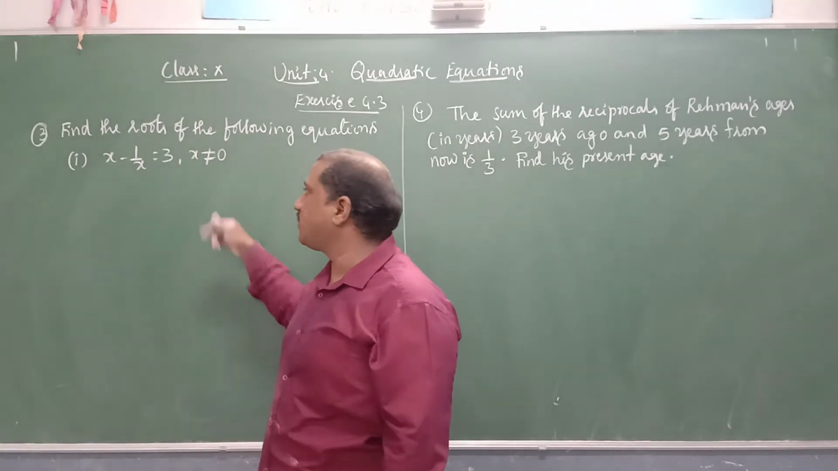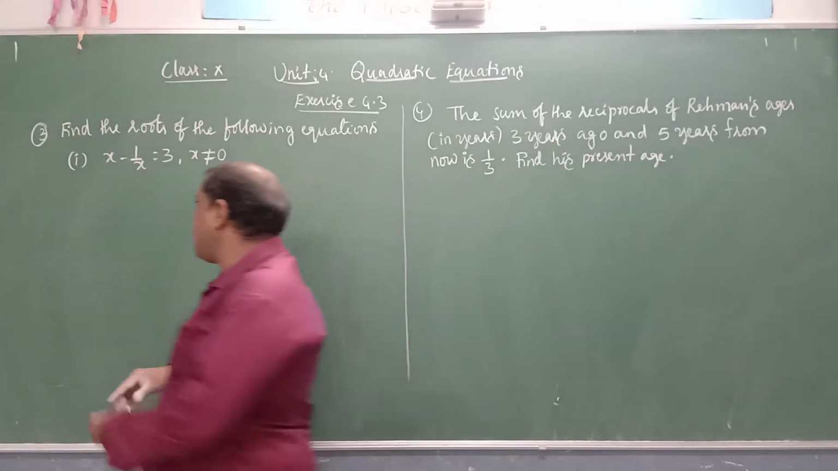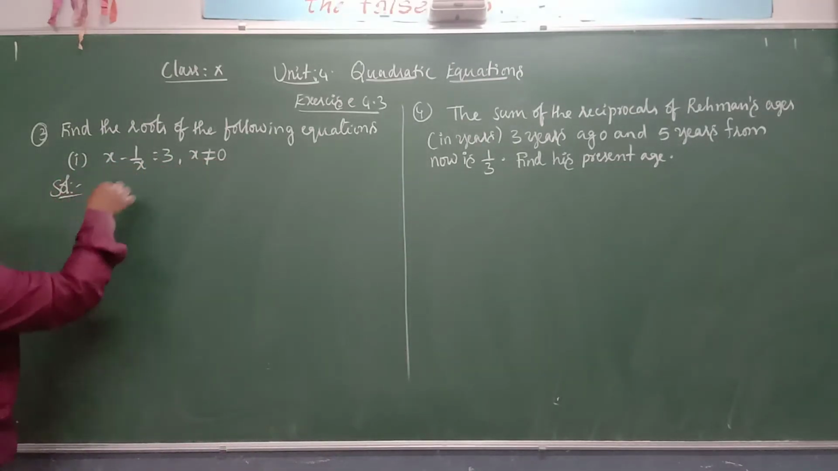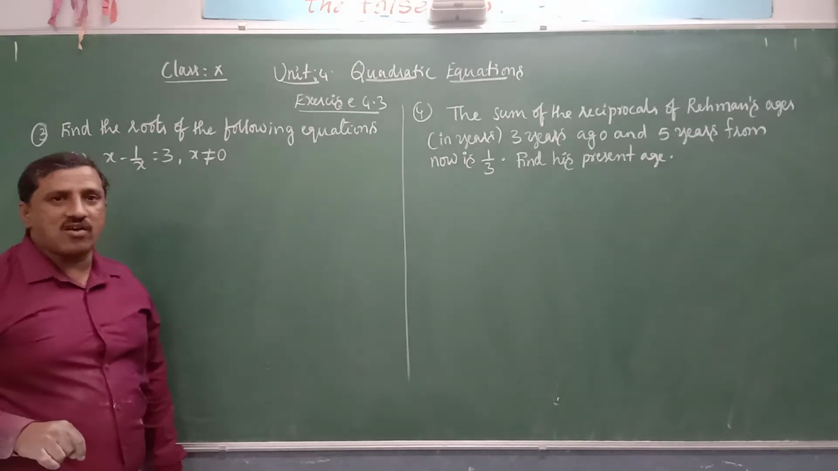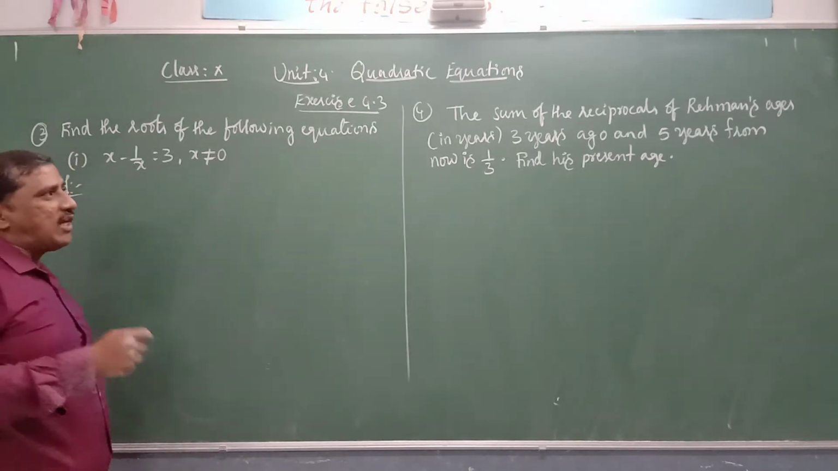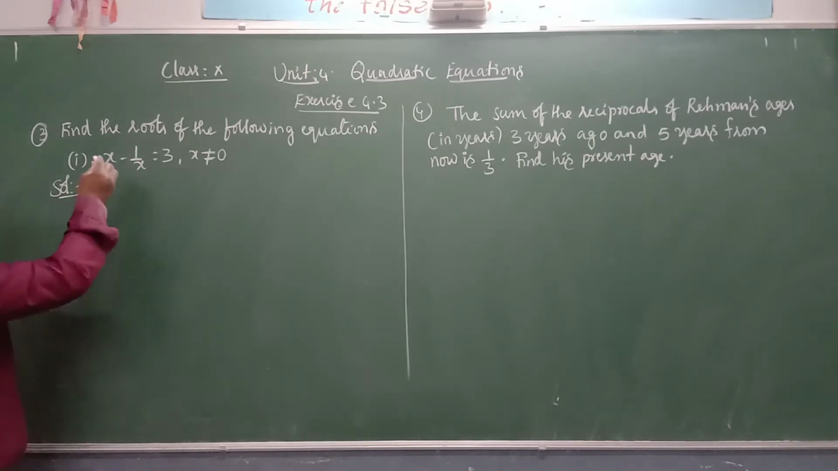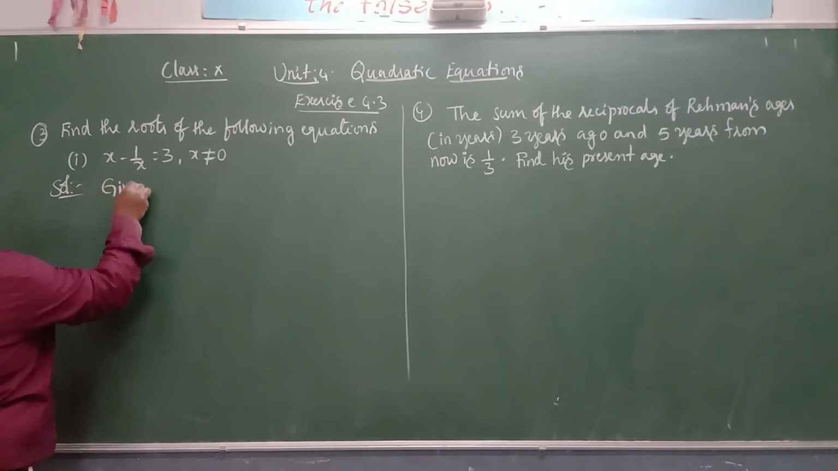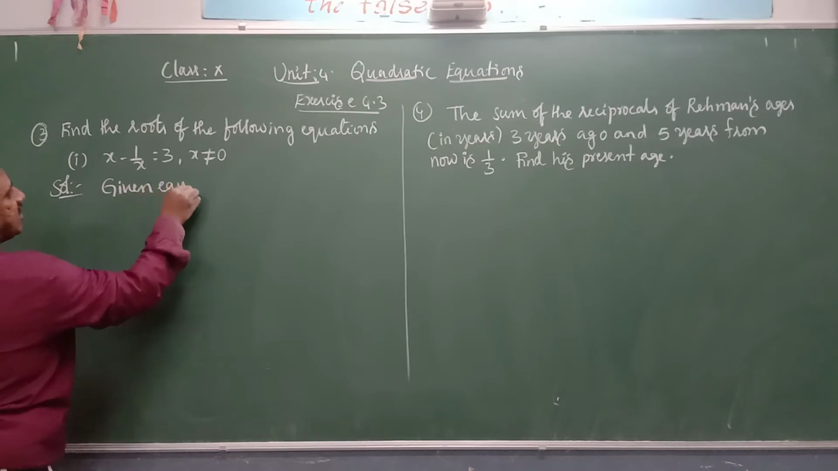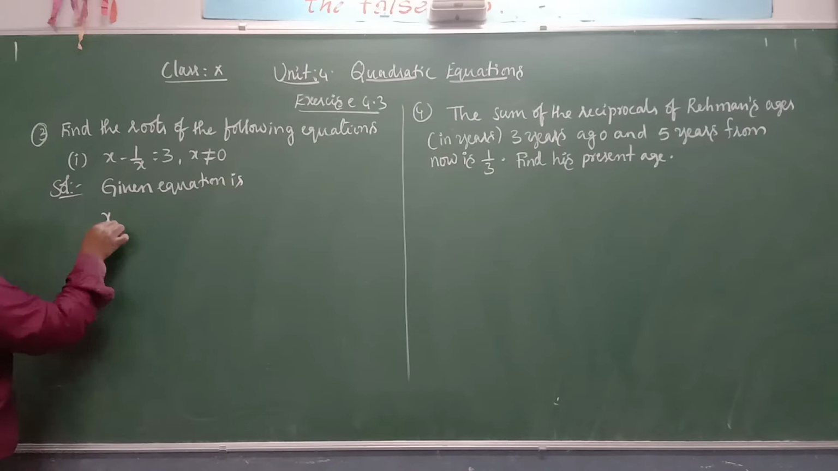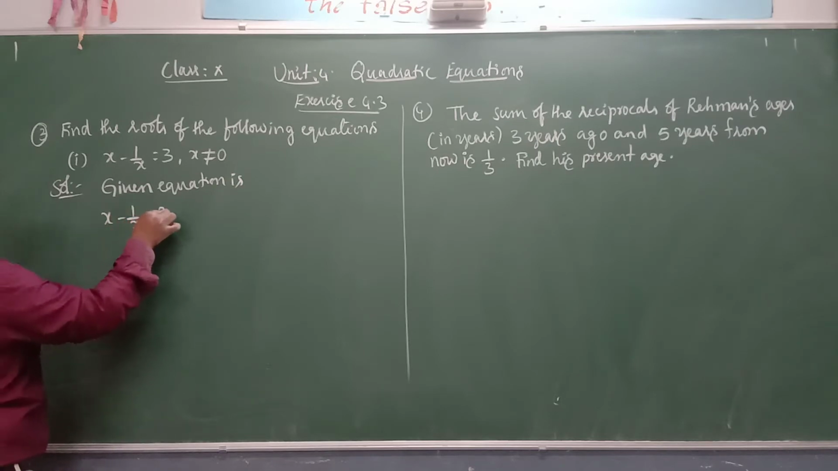So how do we solve this kind of equation? By observing it, we can see that it is not in the general form of a quadratic equation. We need to convert this into the general form of a quadratic equation. The given equation is x minus 1 by x is equal to 3.